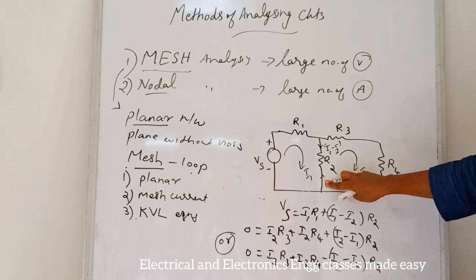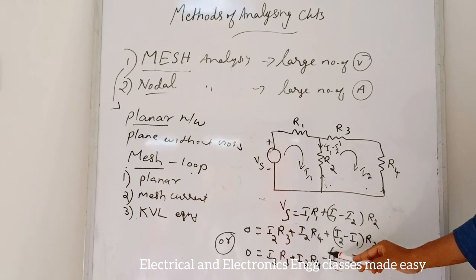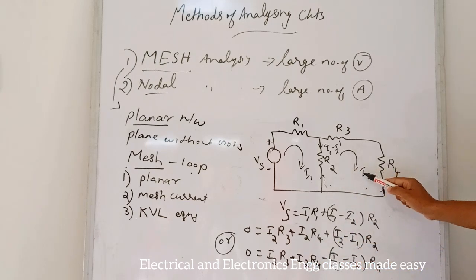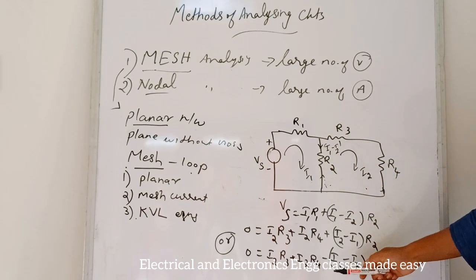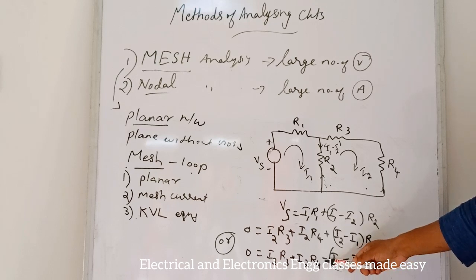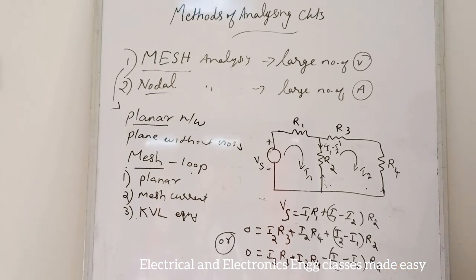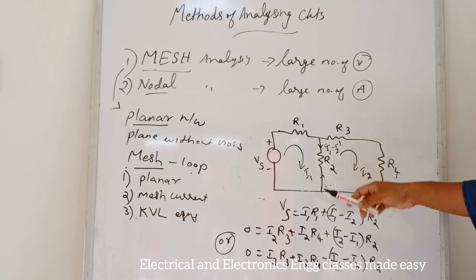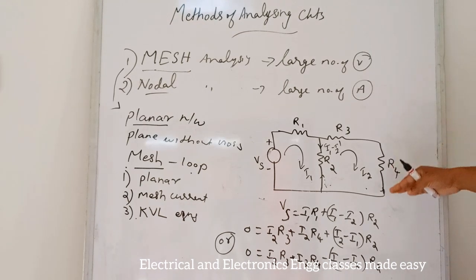In that case, we can write I2 R3 plus I2 R4 minus, because this current is flowing in this way and this current is flowing in the opposite direction, so we have to put negative here. So minus (I1 minus I2) into R2. So these are the KVL equations for this loop. Now we can solve these two equations and find the unknown values. So in this way we are doing the mesh analysis.